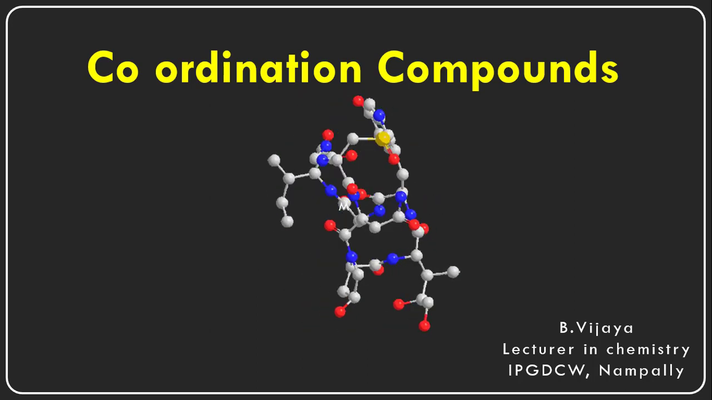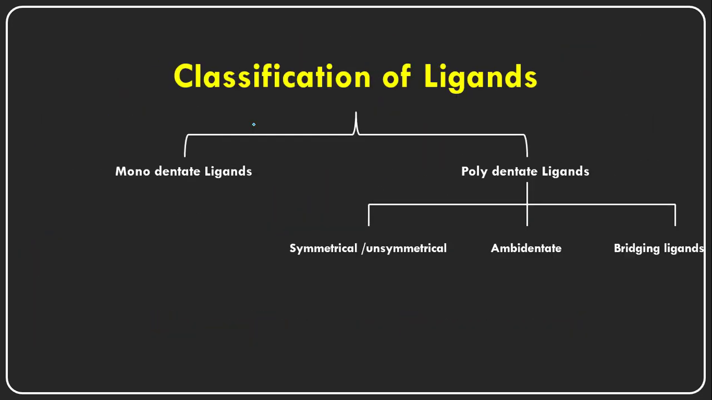We are discussing the chapter Coordination Compound and the classification of ligands. Here the ligands are of two types. What are the two types? Based on the number of donor atoms, the ligands are of two types.